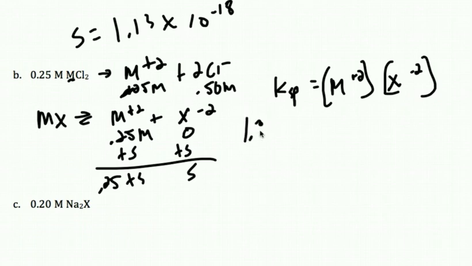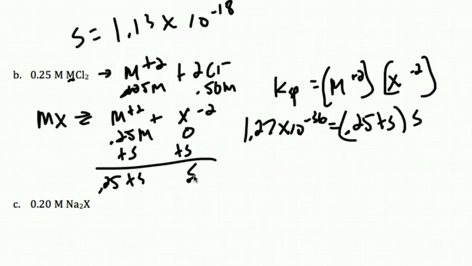I know the Ksp is 1.27 times 10 to the negative 36, pretty small number. That equals M plus 2, in this case, though, is 0.25 plus S times S, my concentrations here, or the amount that they're breaking apart. So very similar to in the past, since we're adding S to 0.25, this S is going to be negligible. The ones that I add or subtract, I'm going to assume that that S is so small that it doesn't matter. So to solve for S over here, I'm dividing both sides by 0.25. So I get 5.08 times 10 to the negative 36 molar. That's the solubility that will dissolve. That was a molar up here too.